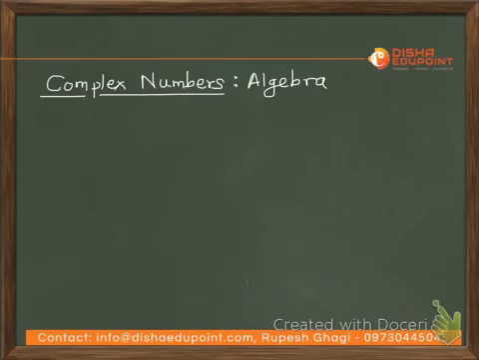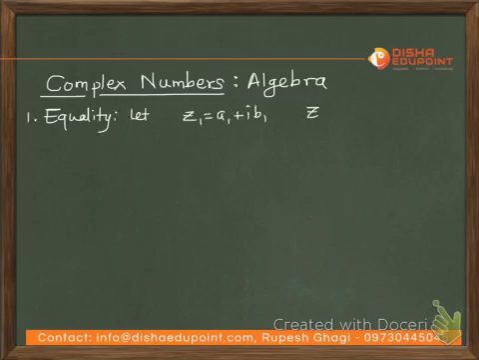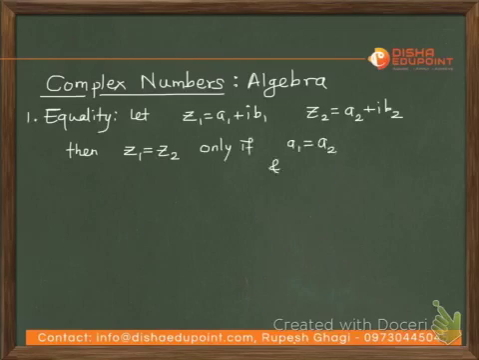Dear students, we are going to study algebra of complex numbers in this particular video. Let's start by studying what is meant by equality of two complex numbers. Let z1 = a1 + ib1 and z2 = a2 + ib2 be two complex numbers. Then z1 is equal to z2 only if a1 = a2 and b1 = b2.